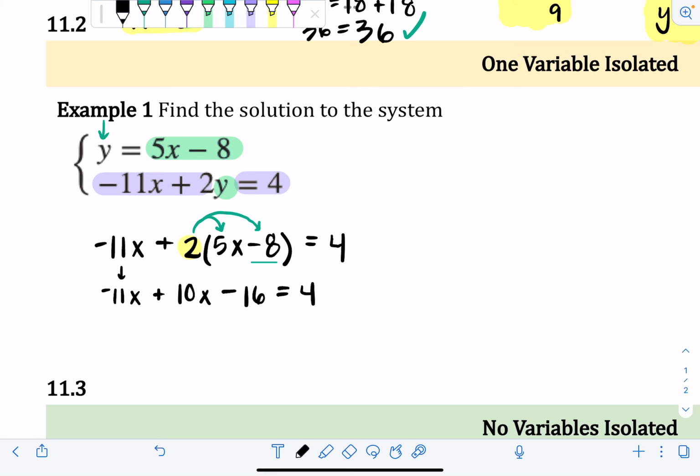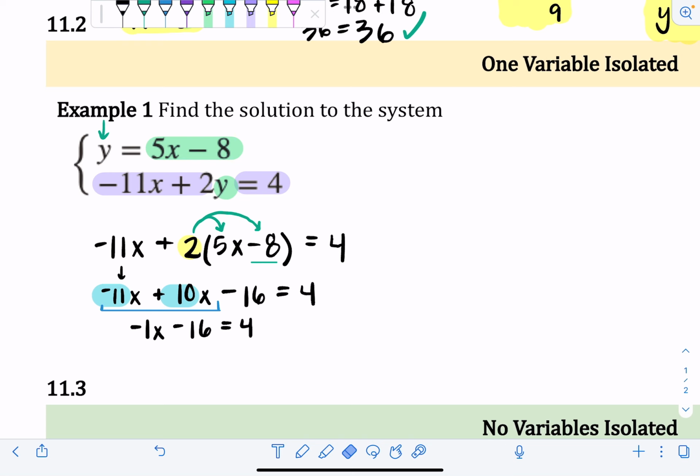And then you always want to check if there are any like terms that you can combine. I do have some like terms right here in the negative 11x and the 10x. They're like terms because they both have x to the first power. So to combine them, I would add negative 11 plus 10, which is negative 1. And then the x just stays the same. Minus 16 equals, bring down the 4. If you want, you do not need to write the 1, but you would have to write the negative sign. So it's up to you whether you keep it or not. I'm just going to keep it there because it doesn't hurt right now.